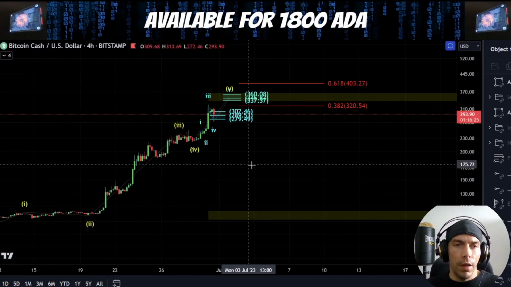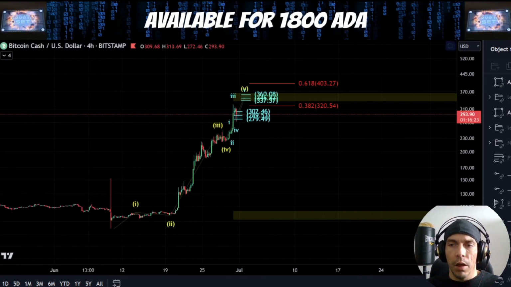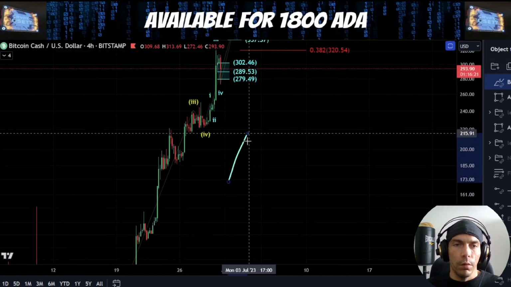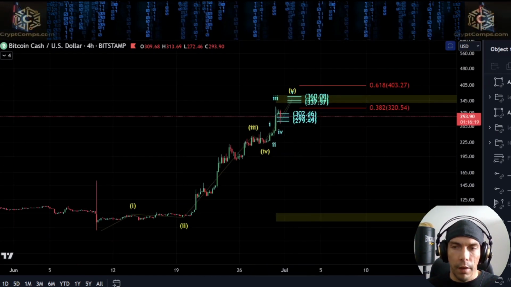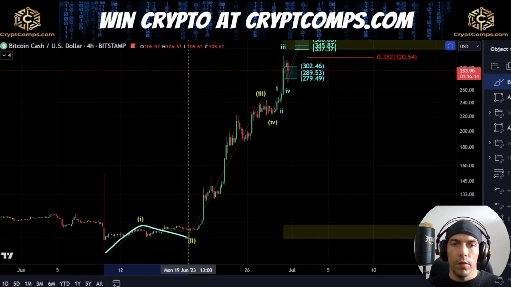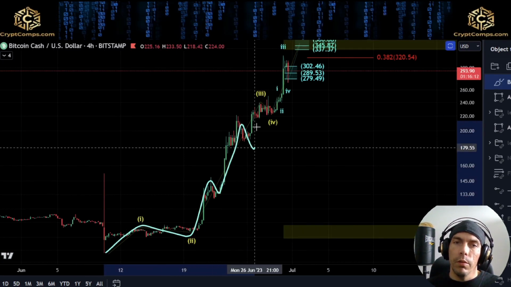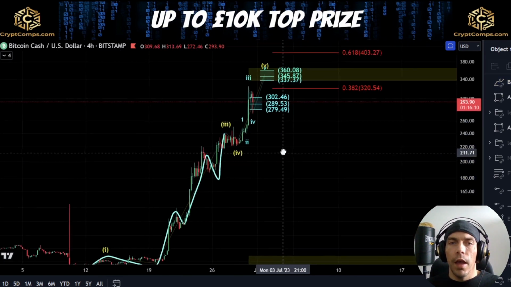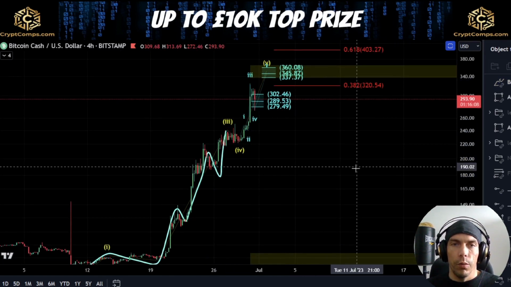So we're going to come back in here onto the 4 hourly, and we're going to discuss these internals now. Within this lower region here, we have the potential that this is a 1, this is a 2, this becomes 1, 2, 3, 4, 5 up into this high here, and then we would be looking for this as an additional fourth and a fifth.